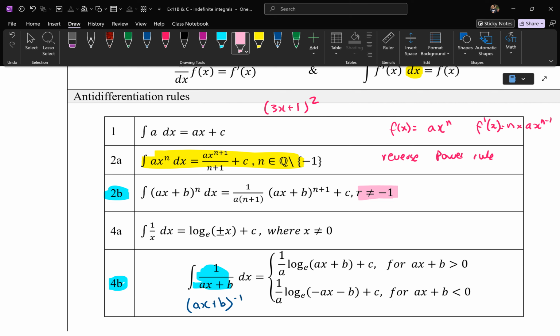Okay, so if you remember back in derivatives, we know that if you have the function log base e of x, then the derivative is equal to 1 on x.